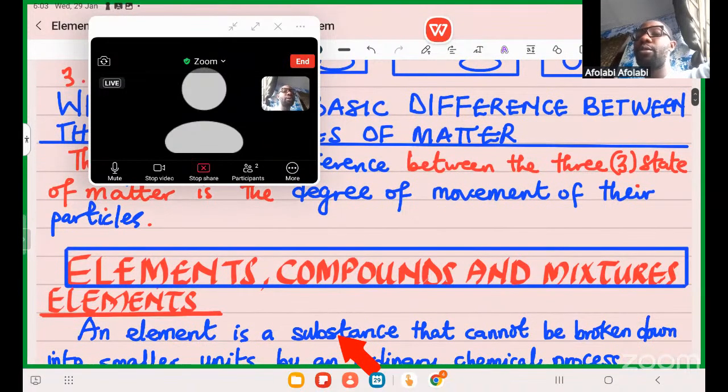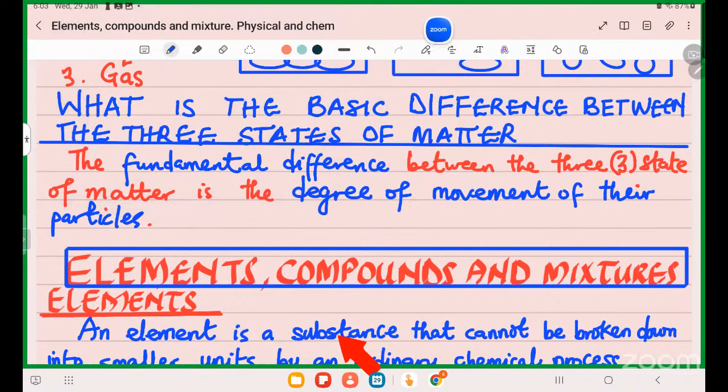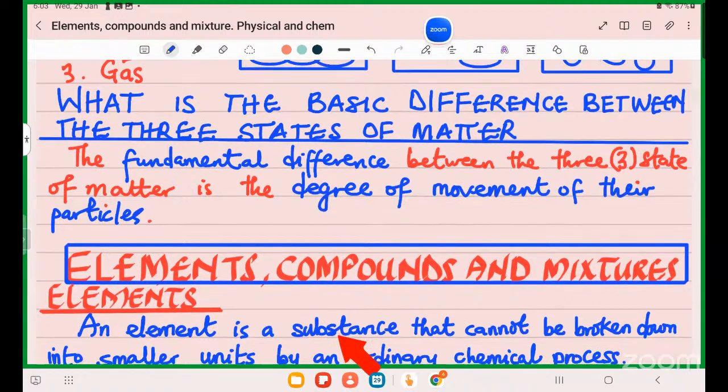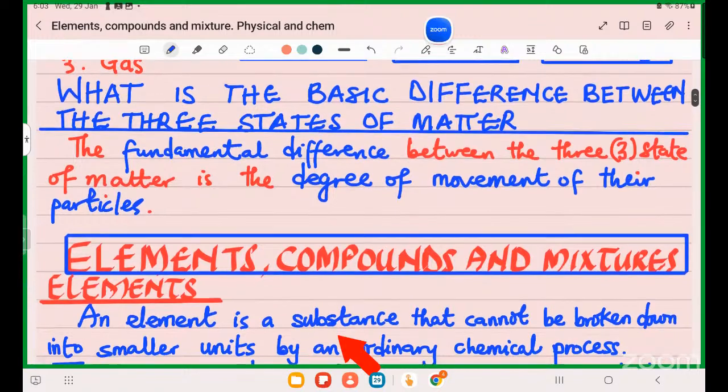So today we're going to look at elements, compounds, and mixtures. In the periodic table, we have many elements, about 110 and above. As at 2016, we have about 110 elements in the periodic table, and there is still space for more.